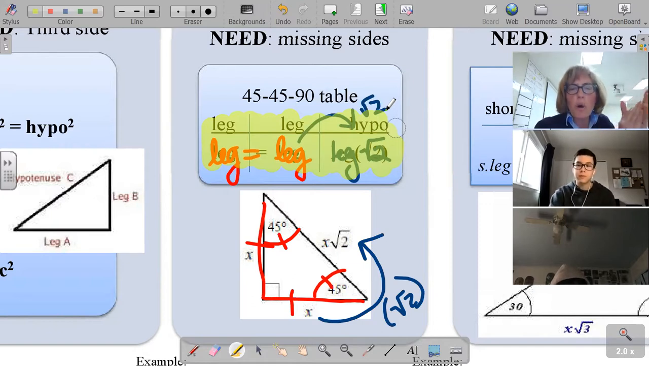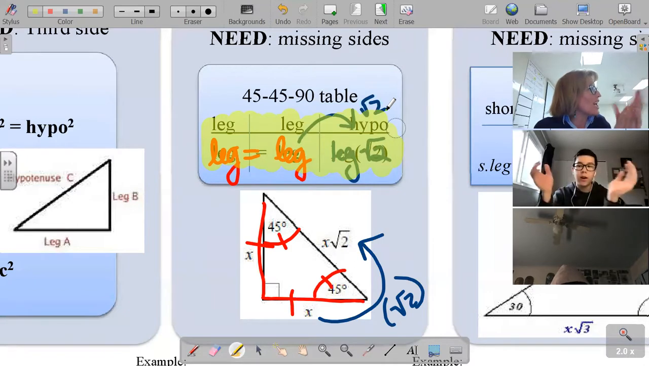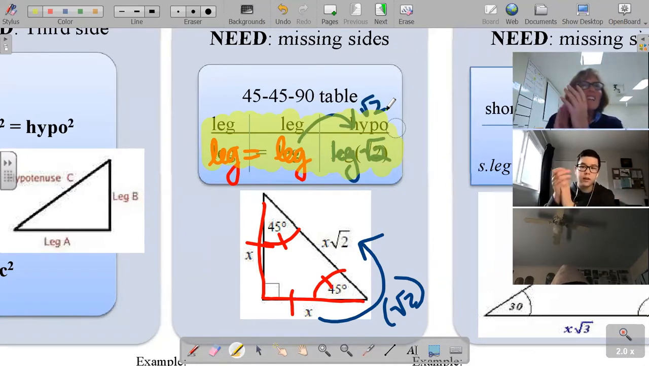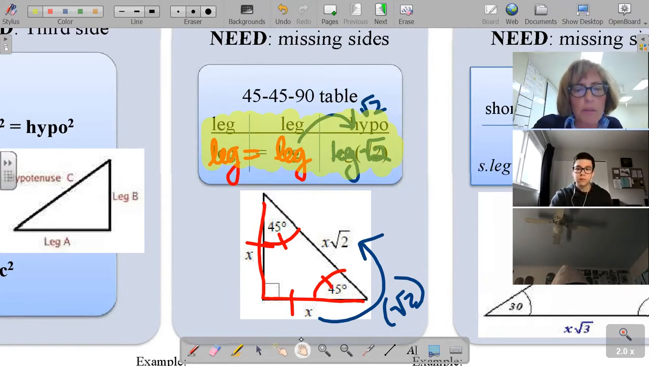I am very serious. You are clapping and chanting. Ready, go. 45, 45, 90, leg, leg, leg √2. Little faster. Get a beat. You need to memorize this, friends, and that little chant will help you. I expect you to chant that to your parents and drive them crazy a few times today, okay?